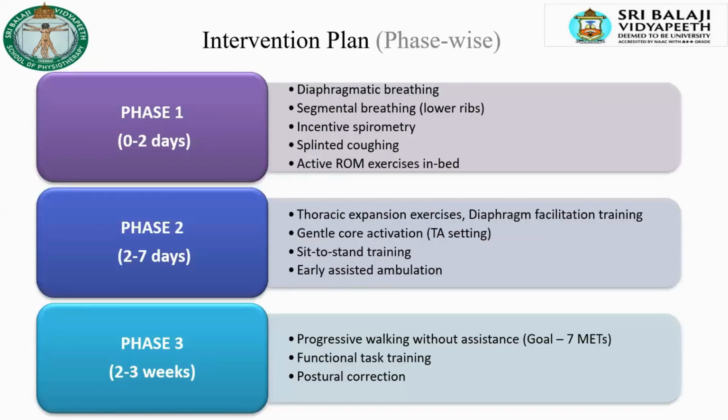Intervention phase. The phases are divided into 3. Phase 1, first 2 days: diaphragmatic breathing exercise, segmental breathing especially for lower lobes, incentive spirometry, splinted cough and education, active ROM exercise in bed. Phase 2, from day 2 to day 7: thoracic expansion exercise, diaphragm facilitation training, gentle core activation, sit to stand training, early assisted ambulation, where from the 4th day the patient is started to ambulate with minimum support. Phase 3, from 2 to 3 weeks: progression to walking without assistance to achieve the goal of 7 minutes, functional task training and postural correction.